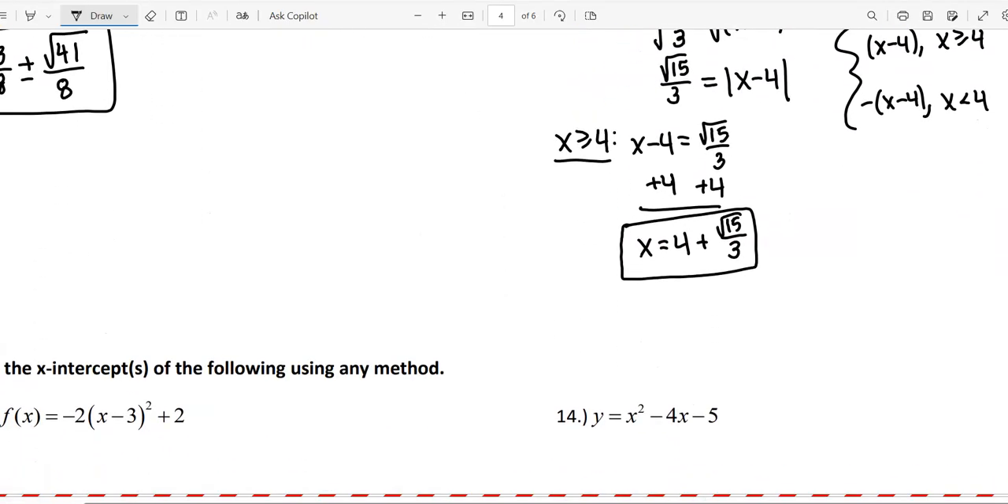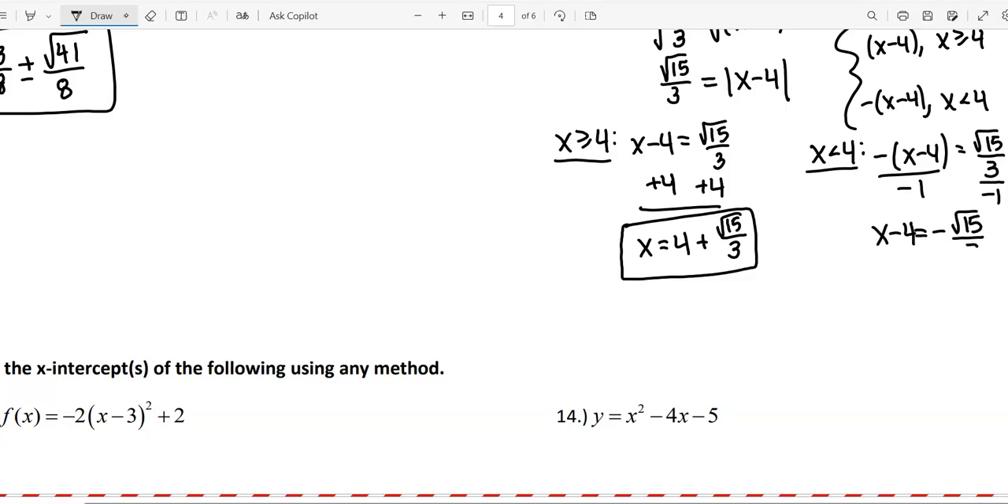And then my other one is going to be x is less than 4. And for that one, we've got negative x minus 4 is equal to the square root of 15 over 3. Divide by negative 1. That only changes your sign, so x minus 4 is equal to negative square root of 15 over 3. Add 4 to both sides. And x equals 4 minus the square root of 15 over 3. What questions do we have?